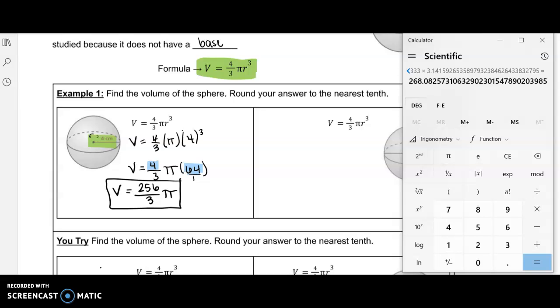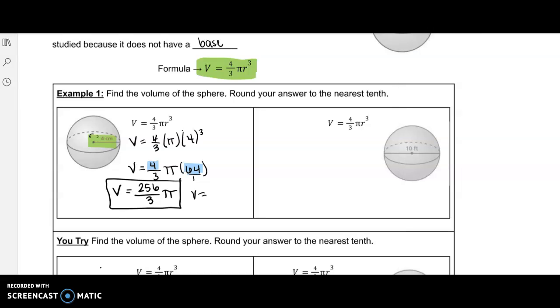So we have 268.08, and that 8 makes that 0 round up to a 1. So our volume equals 268.1. And then it would be centimeters cubed. So that's our final answer.